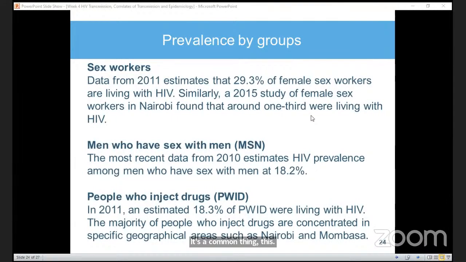As of 2010, it was 18.2% of the total infection. Okay. Then we have people who inject drugs. As of 2011, it's 18.3%.